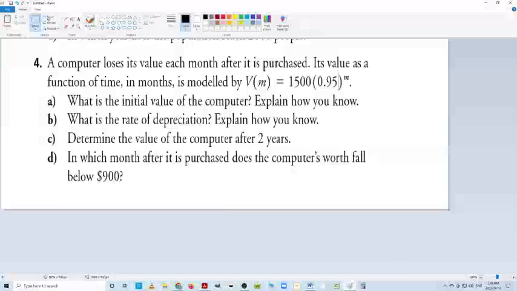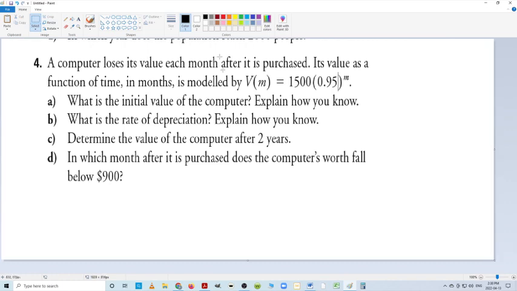Okay. The computer is losing its value. What is losing? Decay or growth? Losing is decay. Its value is modeled by this. So its value is going down based on months. Each month it loses 5%. How do I know it's 5%? Because that's 0.95, that's 95%. So it means it's losing 5% each month. What is the initial value of the computer?